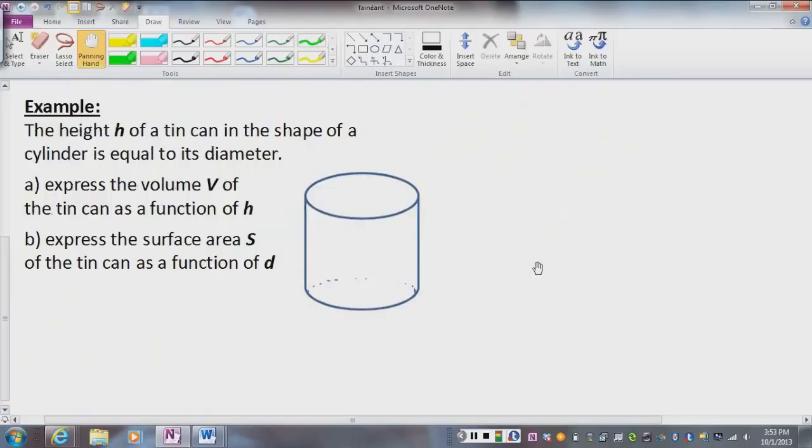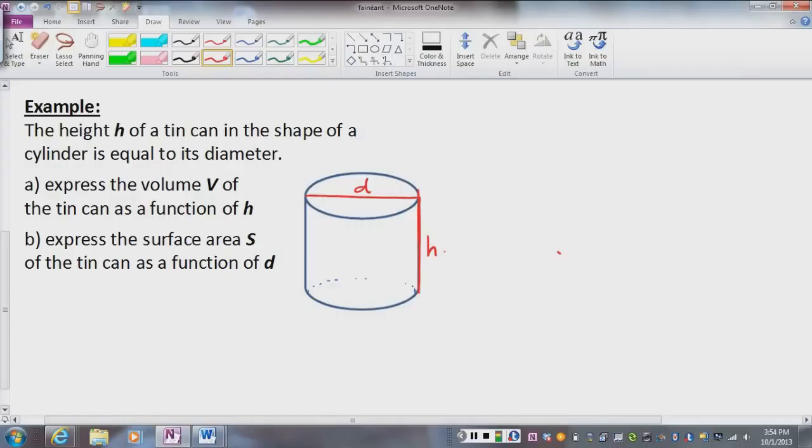The height h of a tin can in the shape of a cylinder is equal to its diameter. So I'm going to write down what I know here. The height h is the same as its diameter. The diameter here goes across. I could use h and d interchangeably. So now we have h and d. We could use those interchangeably depending on what our purpose is here.